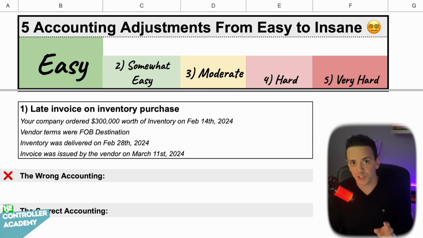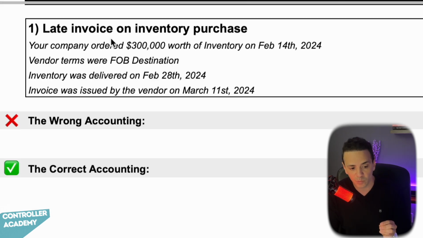Alright, let's begin our journey here with a relatively easy example of an accounting adjustment for a late invoice on an inventory purchase. So the fact pattern goes something like this. Your company ordered $300,000 worth of inventory on February 14th, 2024. The vendor terms were FOB destination.